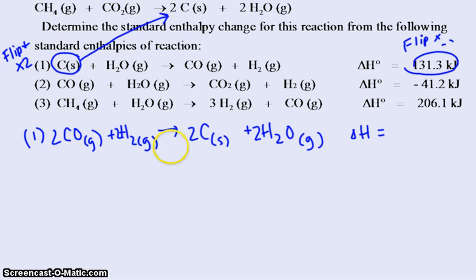So notice I've flipped the reaction. I have CO and H2 on the left side and C and H2O on the right, but I've also multiplied it by 2, and therefore I have to reverse the sign of my delta H. So it's negative 131.3, and I have to multiply it by 2.